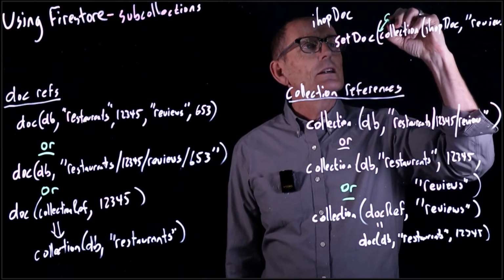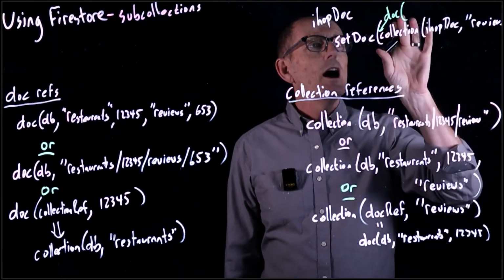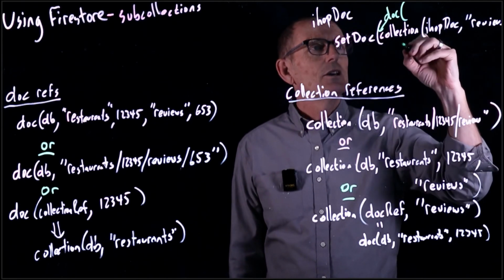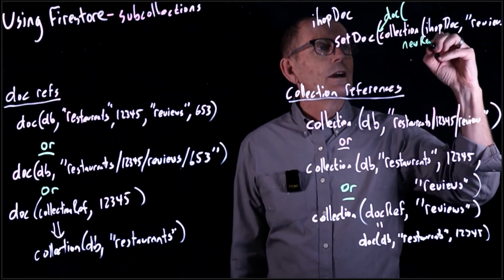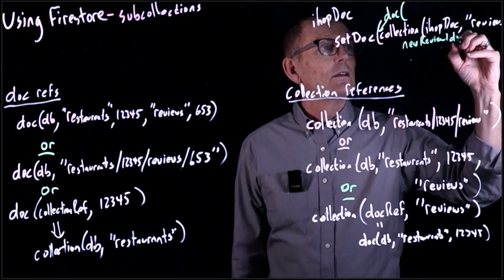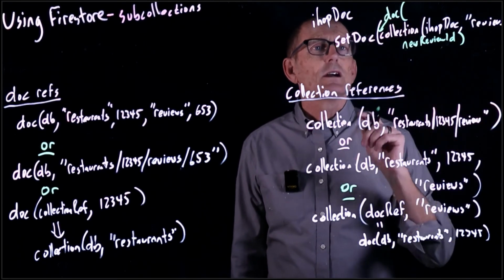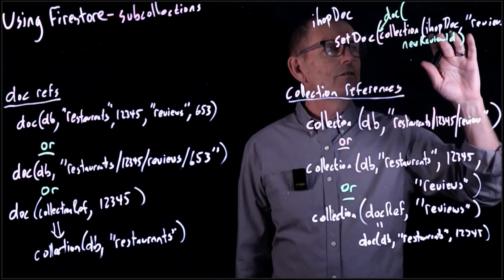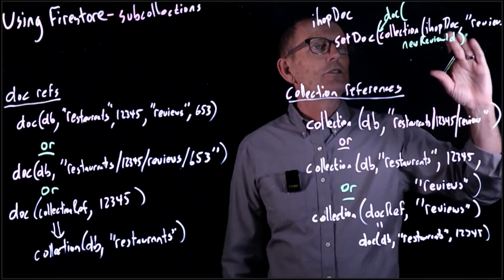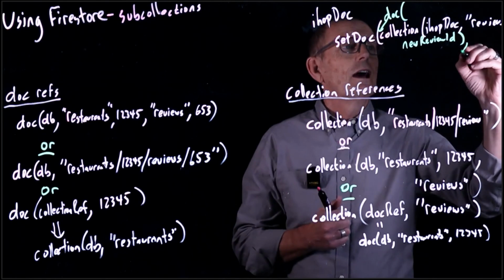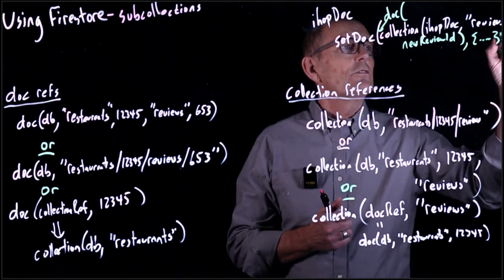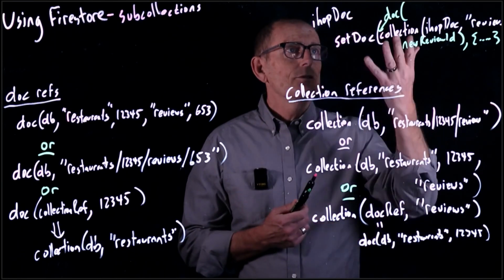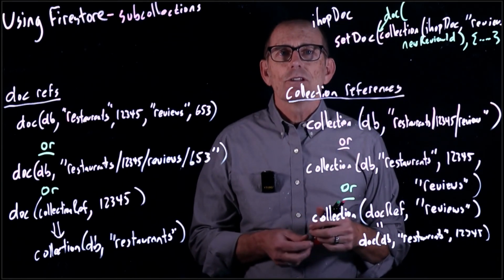So let's add in here doc, take the collection reference, and then what else do we need? We need the new review ID. And this will now be a document. So we could call setDoc, doc of collection of IHOP doc, reviews, comma new review ID. So this is our document. And then we could pass in the new review. That's an example of how you might use these documents and collection together.